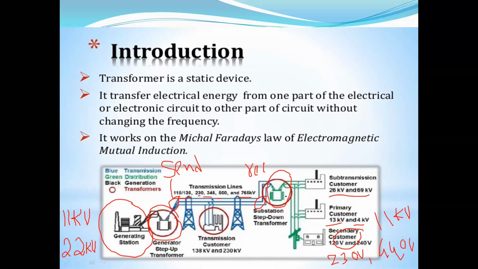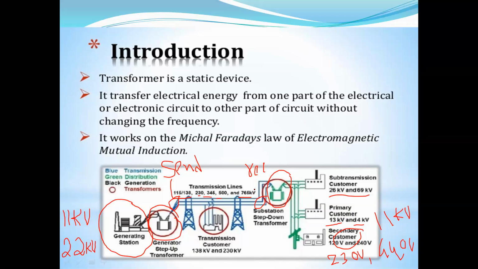Usable values means lower voltages, because we never use higher voltages such as 400 kV, 200 kV or 132 kV. We use small values of voltage, that is 230 volts or 400 volts or like that. For that purpose we use transformers.